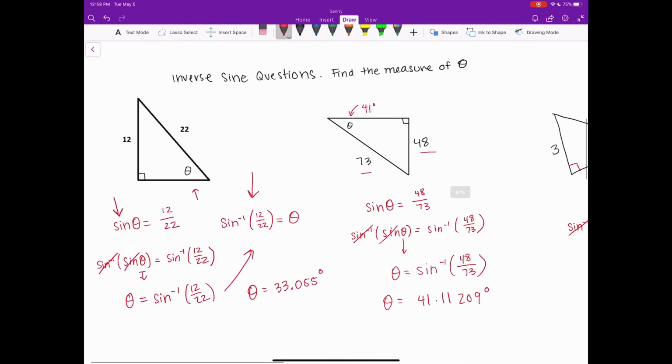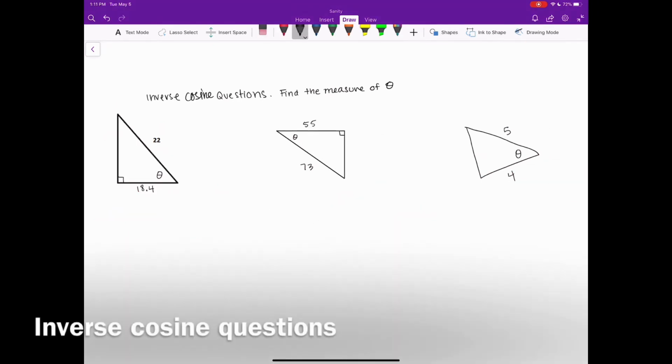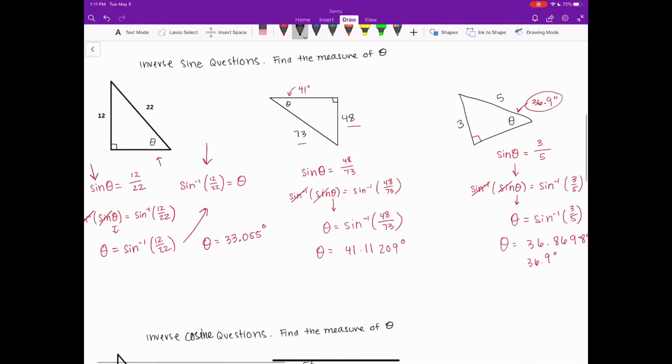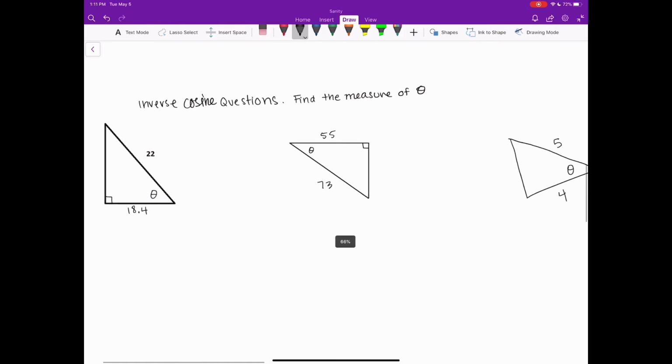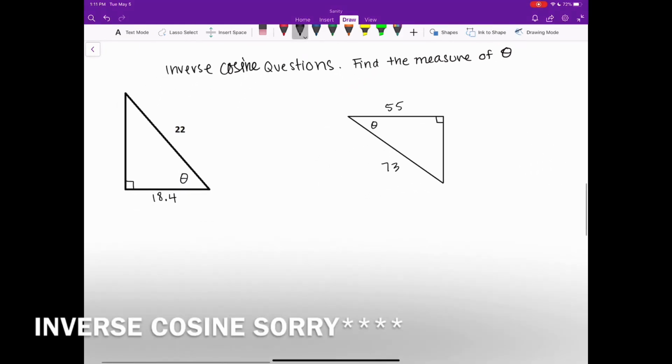Anyway, that is how we use our inverse sine. Let's look at doing some inverse cosine. All right, so I've got some inverse cosine questions. They're actually the same triangles as before. We may find out something pretty darn cool. Anyway, let's get started. It's going to be the same steps.